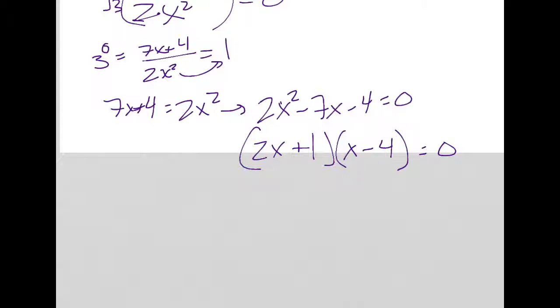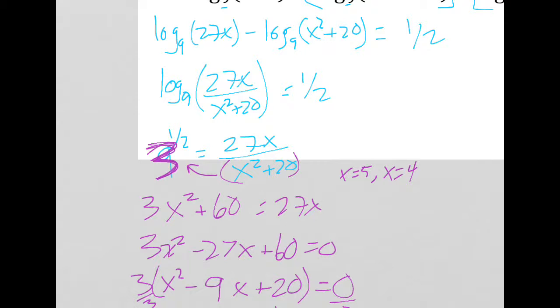make that negative, make that positive. And notice if I were to FOIL it, I'd get 2x times negative 4 is negative 8x. And I would get 1 times x is a positive 1x. So I get negative 8x plus 1x is negative 7x. And I would get 1 times negative 4 is negative 4. So I factor it like this, and I get two solutions. X equals negative 1/2, and x equals 4.